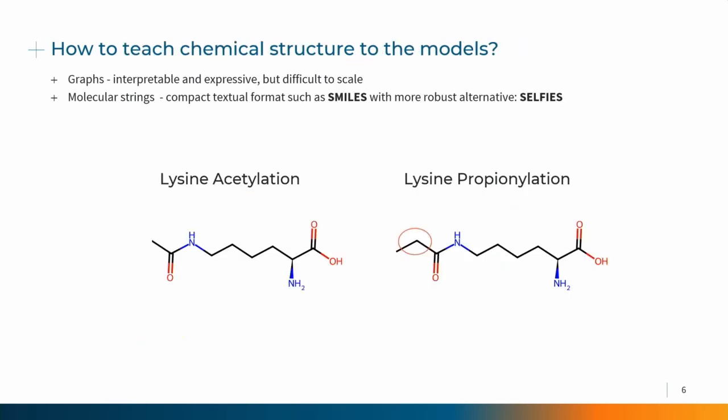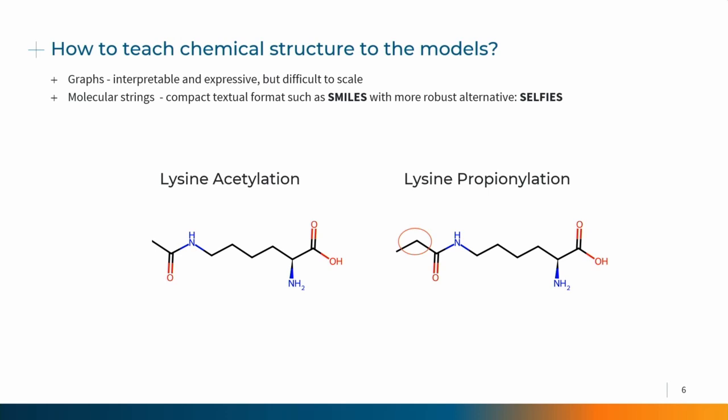For this, we need to teach chemical structures to the models. Traditionally, when we build fragmentation models, we treat modified amino acids as arbitrary tokens. So if we take an example of lysine acetylation and lysine propionylation, we would treat these modifications as two arbitrary integers, and the model would not know if there's any similarity between these two.